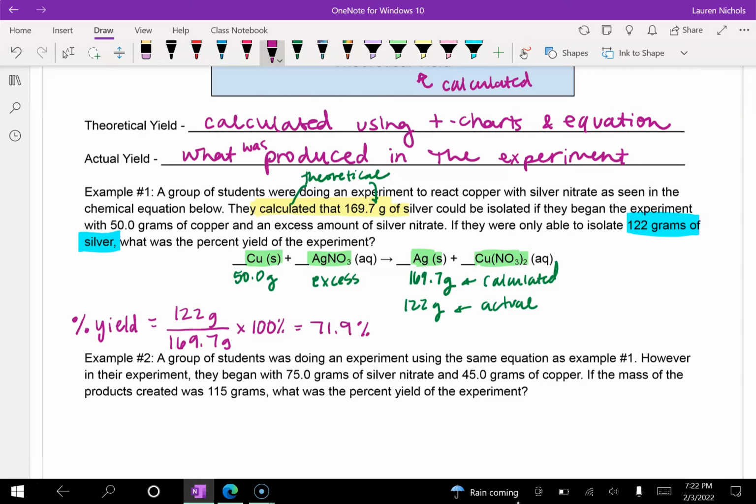71.9%. And since we're given two different numbers, one with 4 significant figures and one with 3 significant figures, we're going to use 3 significant figures in our answer. So our percent yield was 71.9%, which if some of you got that on a test grade, you'd be happy, and others of you would be distraught. Whether or not that number for an experiment is good or bad is kind of dependent on what your expectations are.